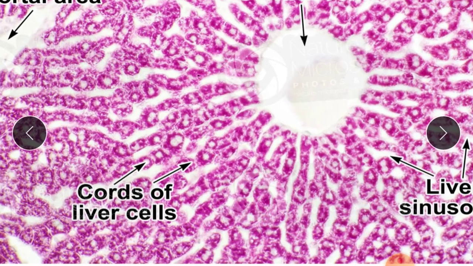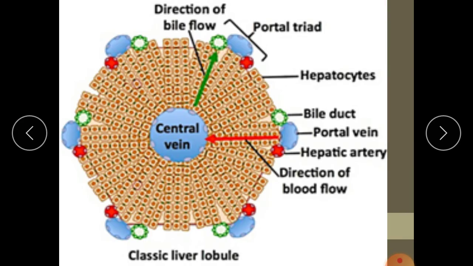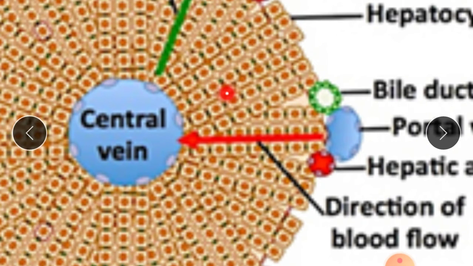So, one cell, hepatic cell. This is one hepatic cell. Can you see it? This squarish diagram is one hepatic cell. This cell has a clear nucleus present at the center.